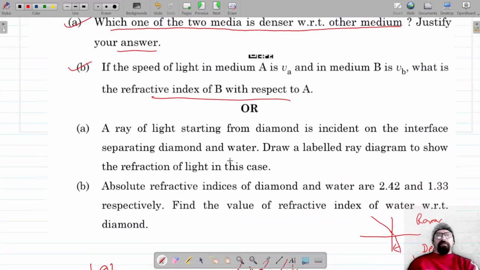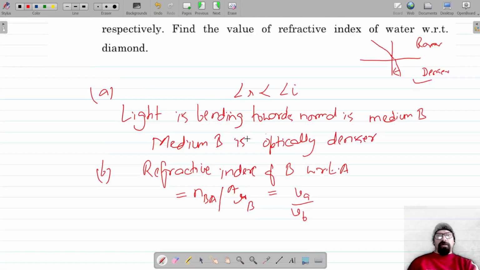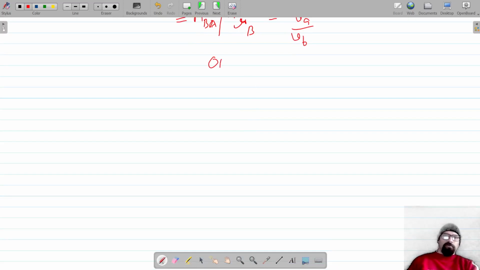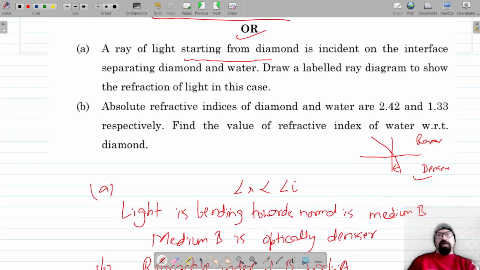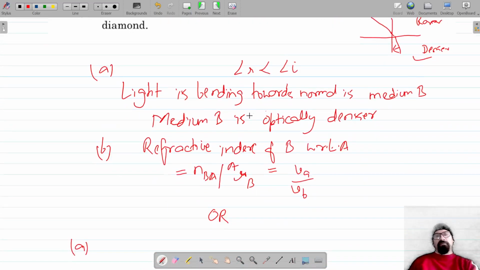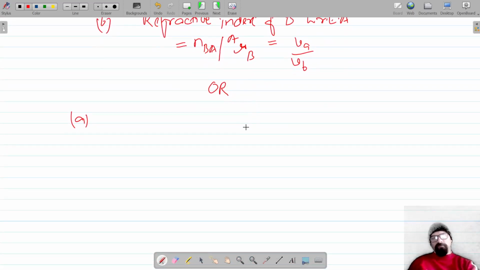Okay. Now moving on to the OR part. So we are attempting the OR part now, and it has also part A. A ray of light starting from diamond is incident on the interface separating diamond and water. Draw a labeled ray diagram to show the refraction of light in this case.